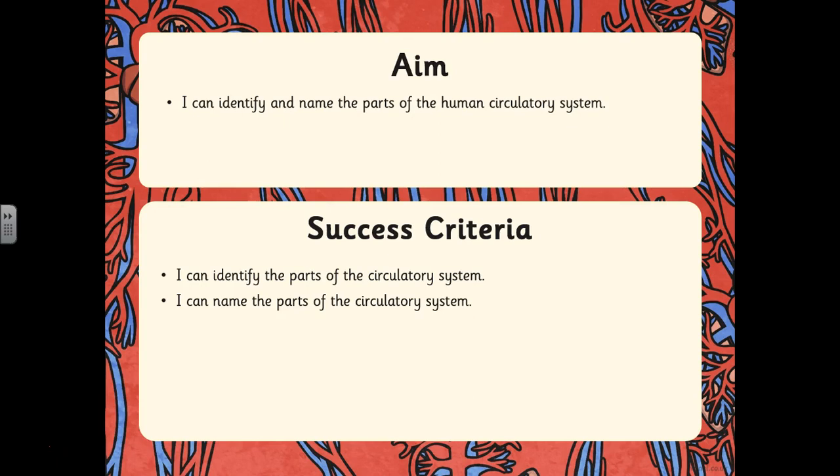This lesson itself focuses on naming and labelling parts of the human circulatory system, as well as looking at specific parts of the heart, the lungs, and types of blood vessels. The functions of these parts will be explored further in lesson 2.